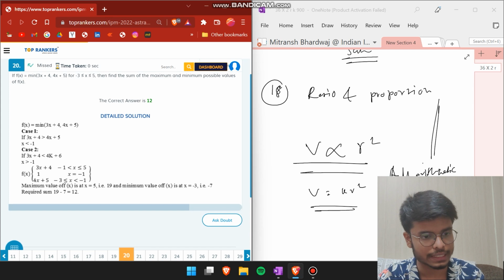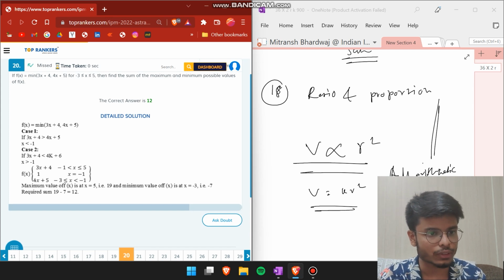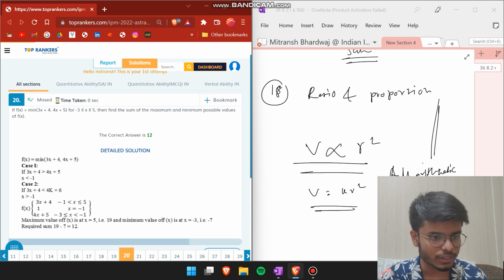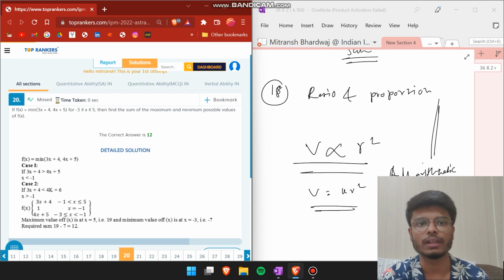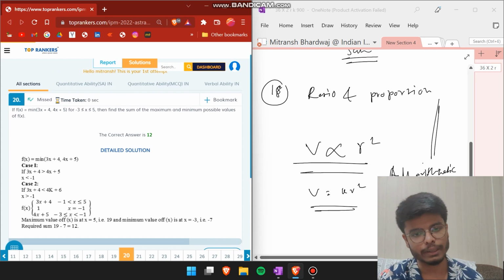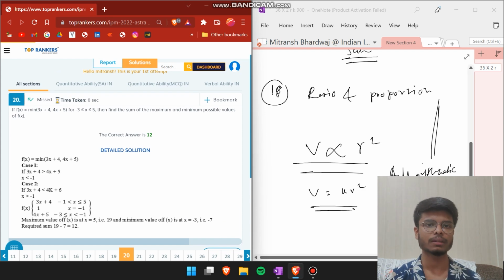Maximum value of f(x) is at x equals 5. So in that case, you get 19 and 25. So 19 will come as the answer. And in the other case, x equals minus 3, we get minus 5 and minus 7. So you get minus 7. So required sum is 19 minus 7, that is 12. So yeah, this is also a pretty basic question and you can target this sort of sums.